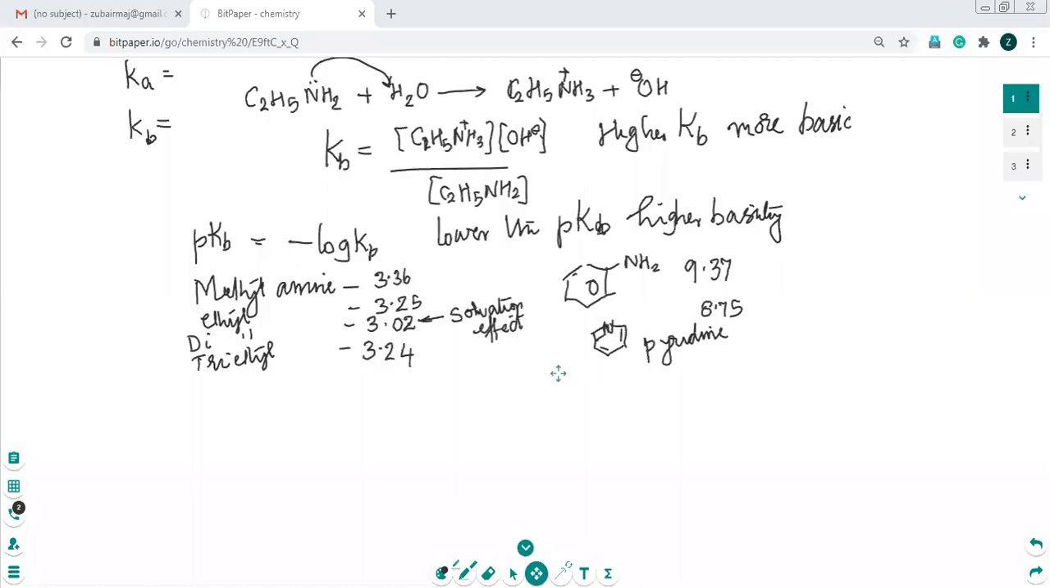This is about basicity. And then let's look at the reactions of the amines. Some of the important reactions.